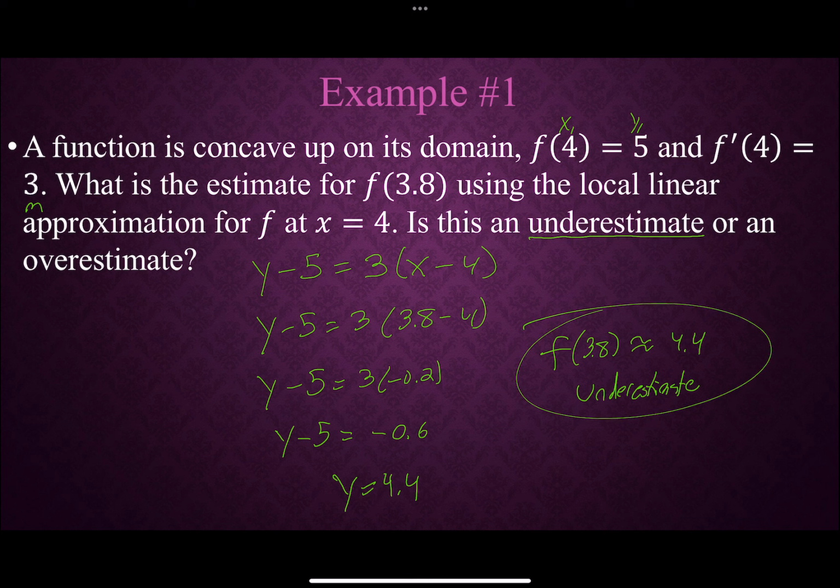All right, so that's how we're handling this question. We're just writing the linear equation based off the information, using the value of the function to fill in the x and y coordinate points, and the value of the derivative to fill in the slope, calculating the answer, and substituting the value they want us to approximate, the 3.8. And again, recognizing that because it was concave up, that meant it was an underestimate.